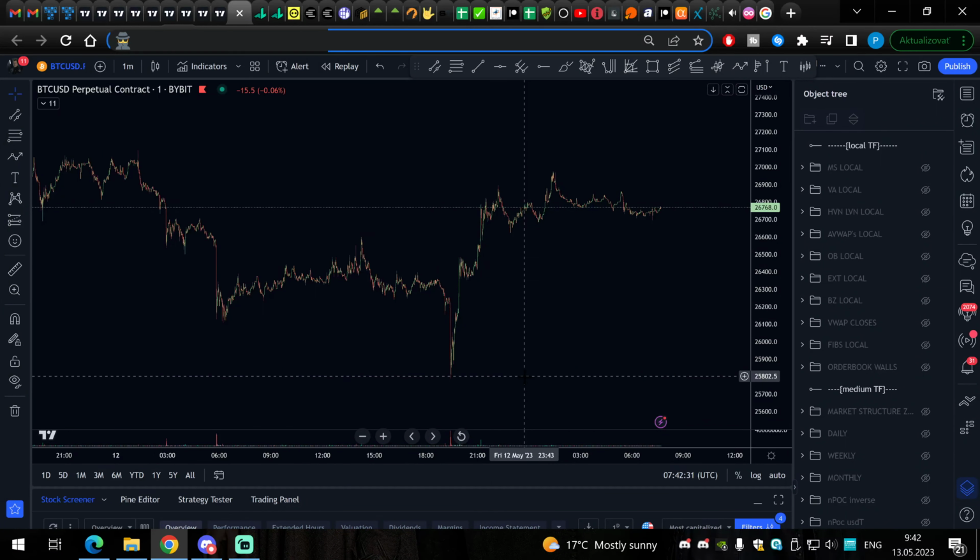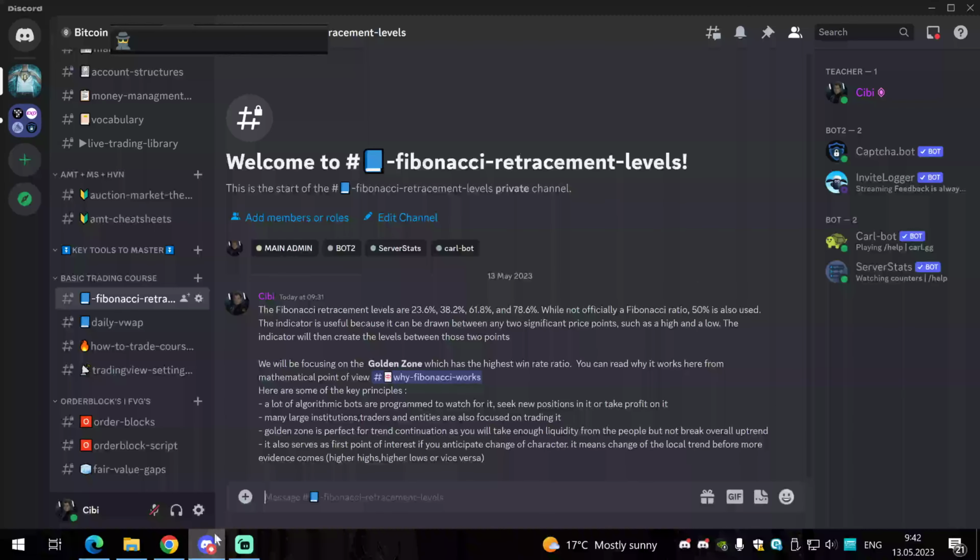So this is a tutorial for the Fibonacci retracements. Especially we'll be focusing on the golden zone from Fibonacci, which has the highest win rate, and you don't need to pay attention as much to other Fibonacci levels. So let me show you what is Fibonacci.